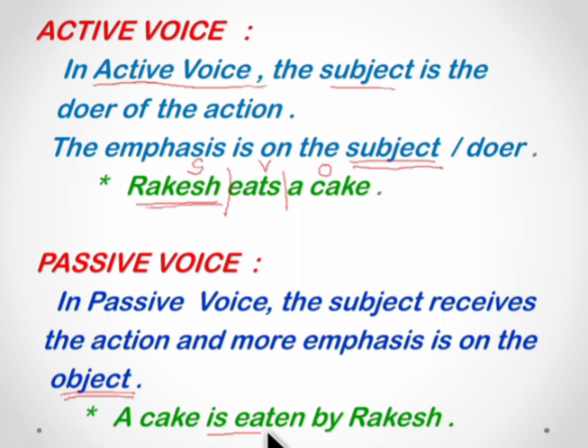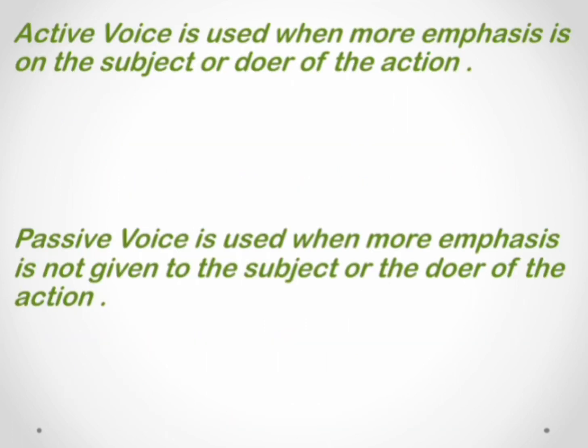So the verb form has changed. That is why it is said that the verb determines the status of the subject and the object. Let us see. Active voice is used when more emphasis is on the subject or doer of the action. Passive voice is used when more emphasis is not given to the subject or the doer of the action. So in active voice, the subject is given more emphasis. In passive voice, the subject is not given more emphasis.